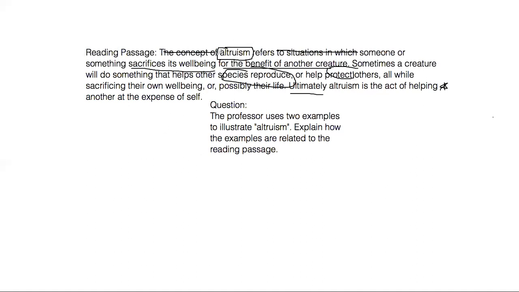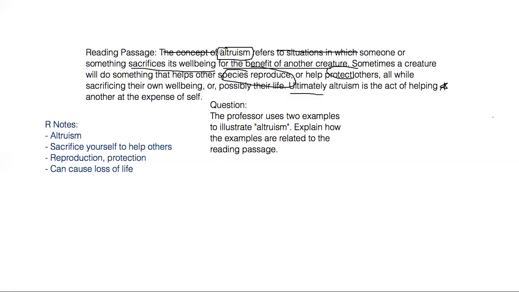Okay, so based on this, what are some reading notes we can put together to help our answer? The notes I pulled from the reading are that they are defining the idea of altruism, the idea that you would sacrifice yourself to help others. This can occur in reproduction or in protection, and it can ultimately lead to loss of life. Some creatures can die trying to protect or help another creature. Now let's listen to the lecture and see what notes we can pull from there.